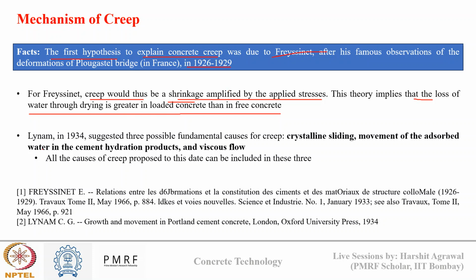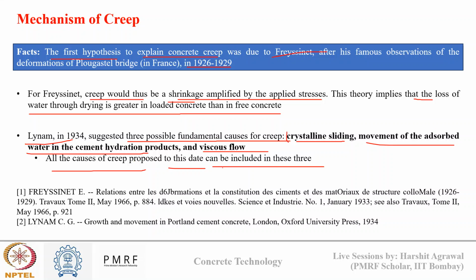Now, another scientist named Lyman, in 1934, suggested three possible fundamental causes of creep: crystalline sliding, movement of absorbed water in the cement hydration product, and viscous flow. All the causes of creep proposed to date can be included in these three broad categories.